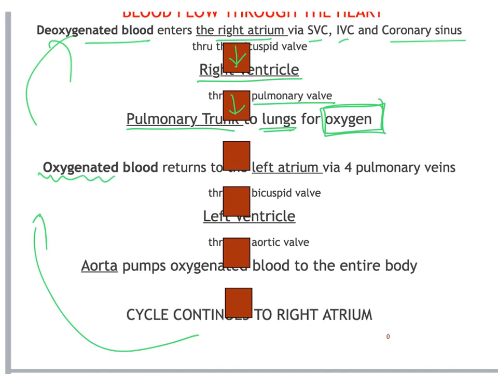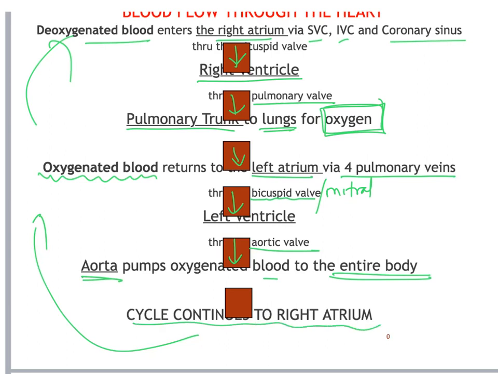Now, oxygenated blood is going to return to the left atrium through those four pulmonary veins. It will go through the bicuspid valve or mitral valve into the left ventricle. It will go through the aortic valve, and it will enter the aorta, and the aorta will deliver the oxygenated blood to the entire body. And this cycle will continue over and over and over again.